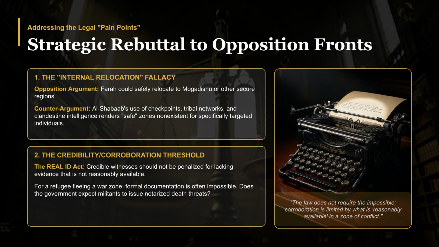We address two legal pain points in our strategic rebuttal. First, the internal relocation fallacy. The opposition argues Farah can safely relocate, but we counter that al-Shabaab's network renders internal safe zones non-existent for targeted individuals. Second, the credibility/corroboration threshold. Under the Real ID Act, credible witnesses should not be penalized for lacking evidence that is not reasonably available, which is often the case when fleeing a war zone.